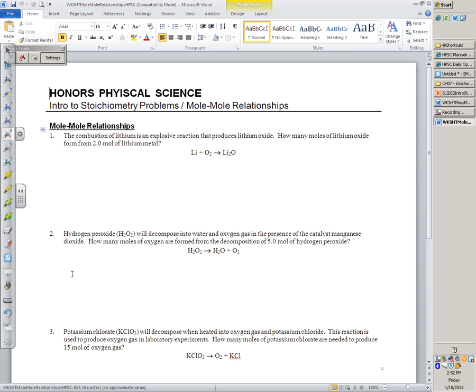This sheet that I gave you today, Intro to Stoichiometry Problems, mole-mole relationships. Those are exactly the same kind of problems that we just did.